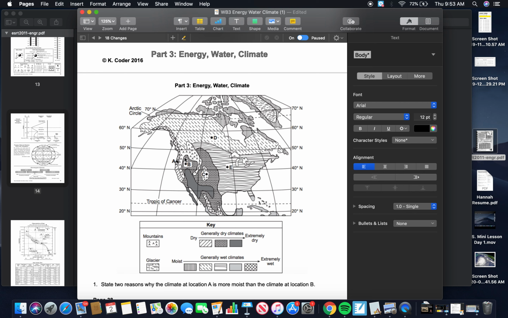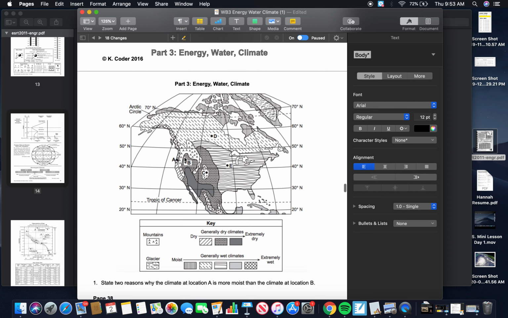Also, location A happens to be on the windward side of the mountain ranges. As the wind moves towards the United States and then across the United States, if there's a mountain range here, which you can see, air gets forced up. Upward air condenses and cools, and you have precipitation on the left, or in this case, the windward side of the mountain. On the leeward side of the mountain, you have more dry conditions because air sinks. When air sinks, it warms up and it dries out.